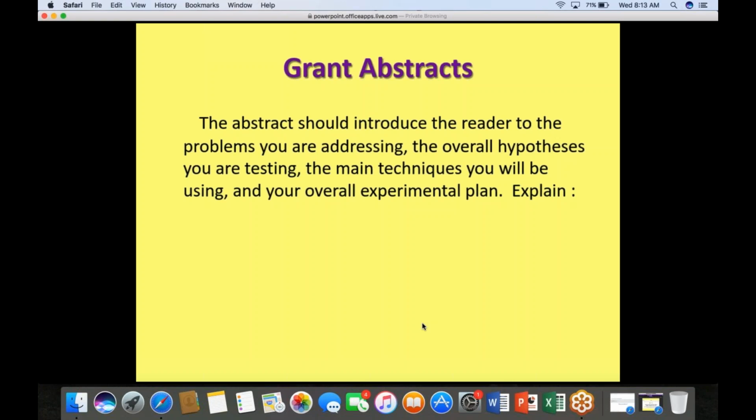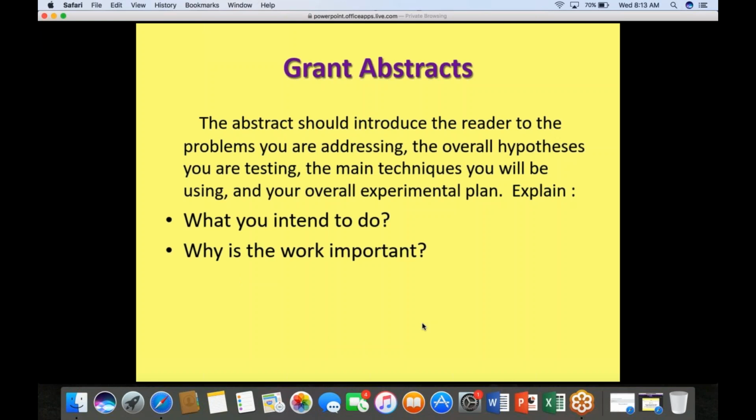Abstracts got to introduce the reader to the big problem you're addressing, what your overall hypothesis is, and the techniques that you're going to use. You need to be able to explain, what do you want to do? Why is this an important study? And what's already been done? And I'm going to go back to, why is this important?